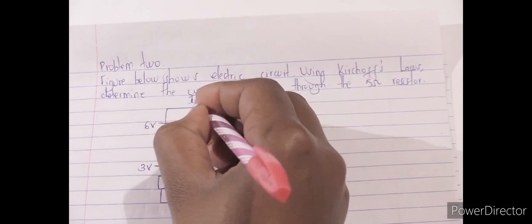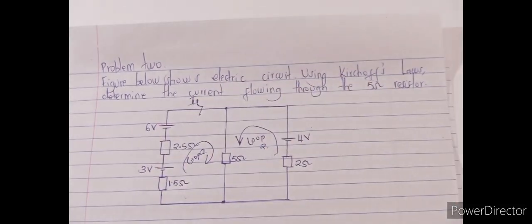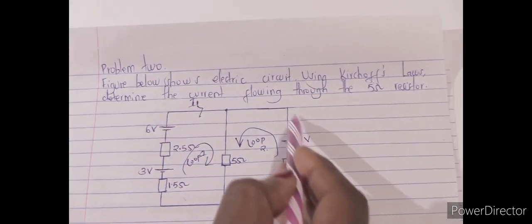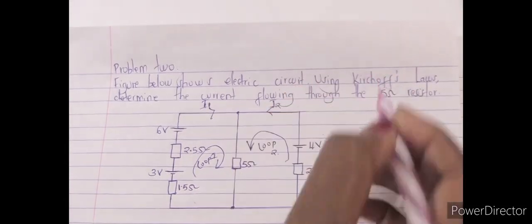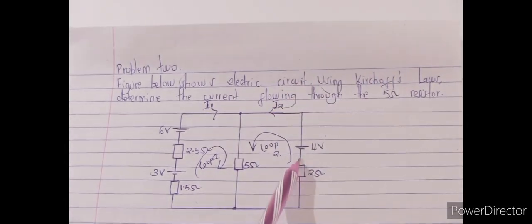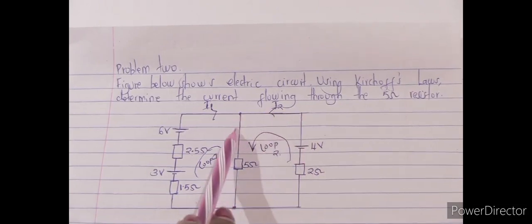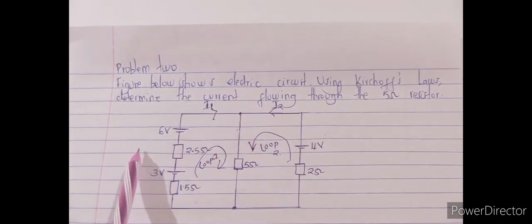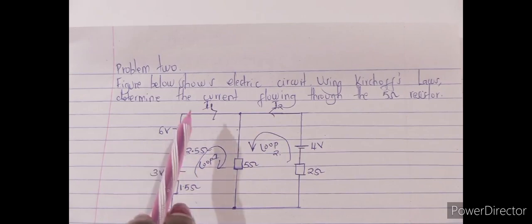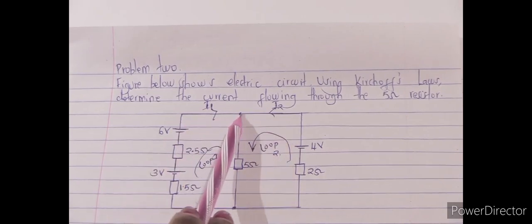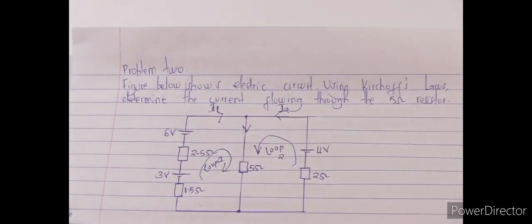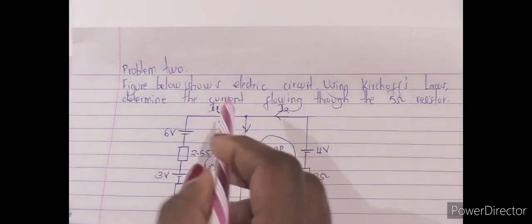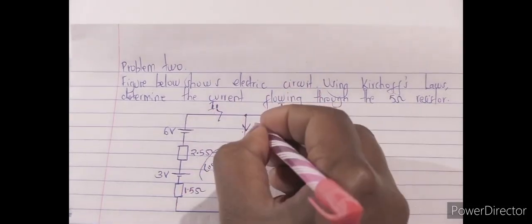The second step, let us put in our currents. So this one, we are going to name it as I1. This one, we are going to name it as I2. The source is here, so let us name this one as I2. Applying Kirchhoff's current law, current entering a junction is equal to current leaving the junction. So this current is a summation of I1 and I2.